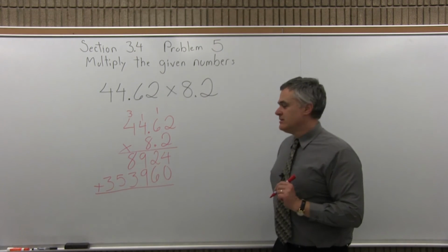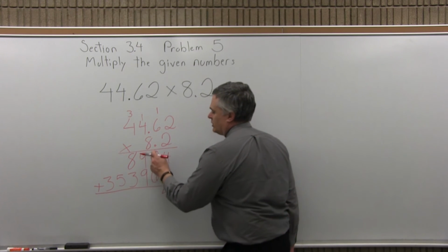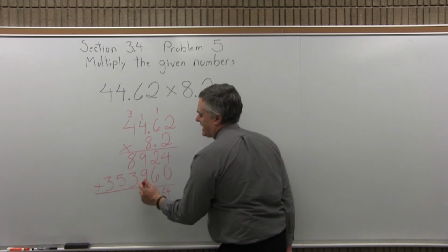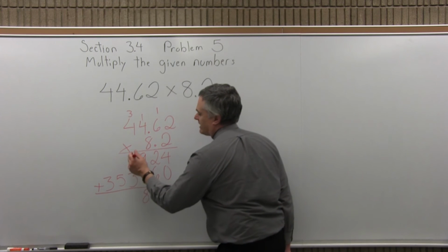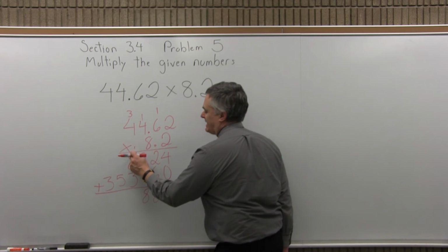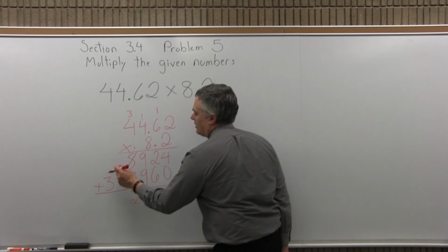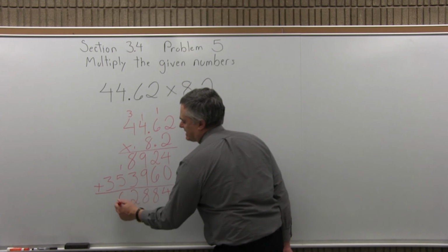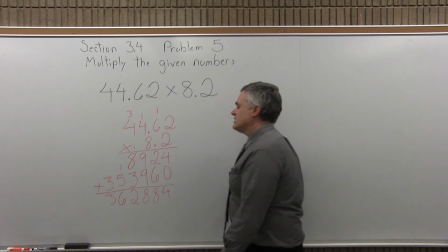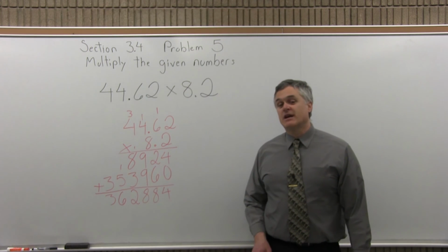And add. So 4 plus 0 is 4. 2 plus 6 is 8. 9 plus 9 is 18, so write the 8, carry the 1. 1 plus 8 plus 3, so 1 plus 8 is 9. 9 plus 3 more is 12, write the 2, carry the 1. 1 plus 5 is 6, and then nothing plus 3 is 3. So I get an answer of 362,884. That would be if I didn't have decimals.